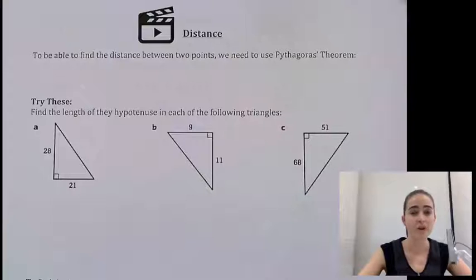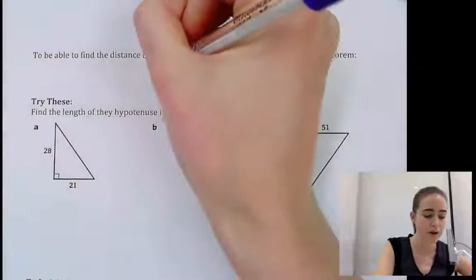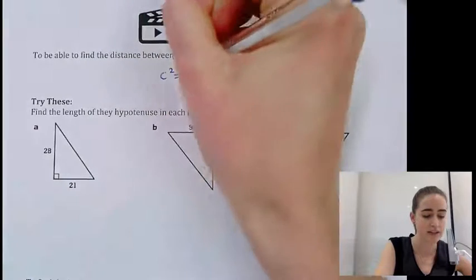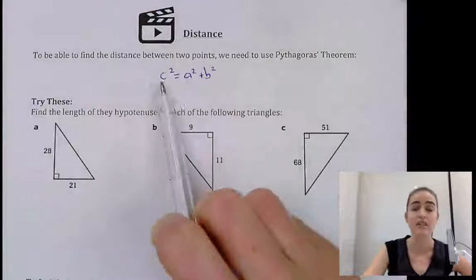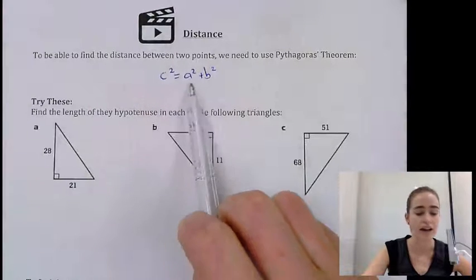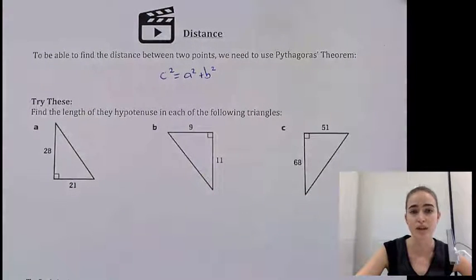In this video, I want to have a look at finding the distance between 2 points. So to be able to find the distance, we're actually going to use Pythagoras' theorem. So hopefully you remember Pythagoras' theorem is c squared equals a squared plus b squared, where c is the hypotenuse of our triangle and a and b are our two shorter sides.